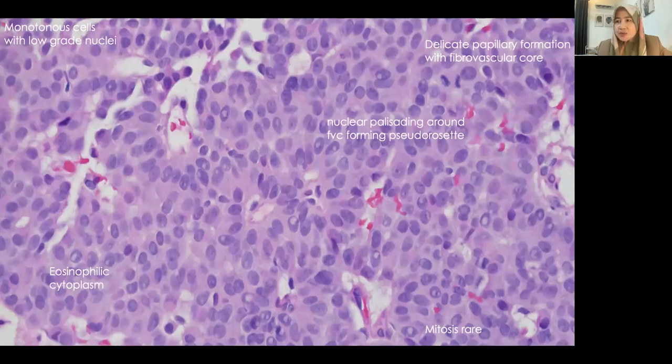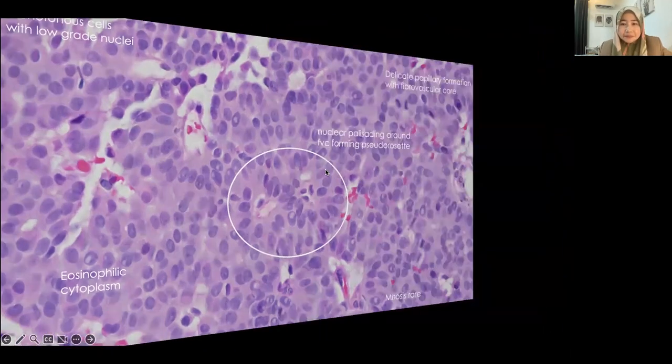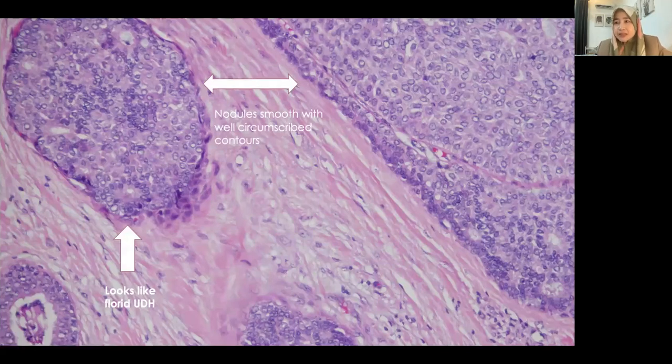Low-grade nuclei together with delicate fibrovascular core, all right? And there is nuclear palisading around the fibrovascular core forming a pseudo-rosette formation, all right? Okay. And in other areas, it shows a solid tumor, a solid nodule with well-circumscribed contour, okay?